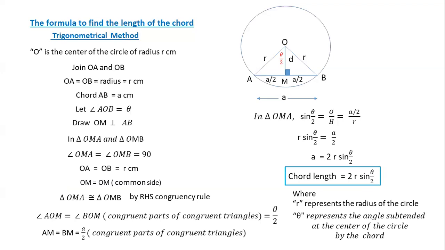Now we'll do a common chord, a chord which is common to both the two circles. Now let us see the formula to find the length of the common chord.